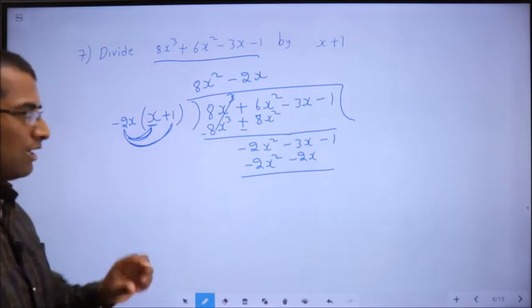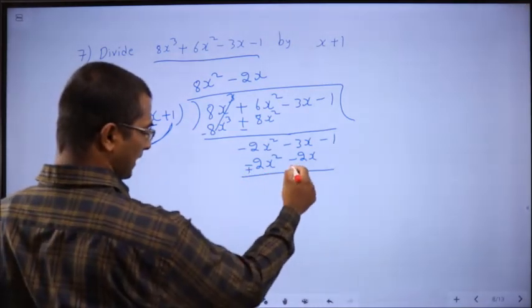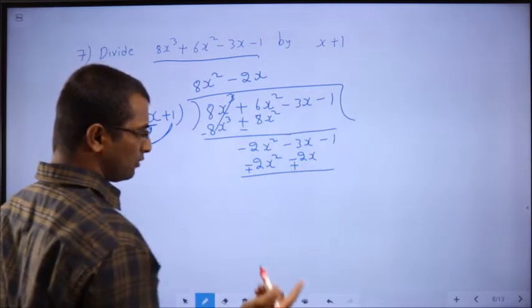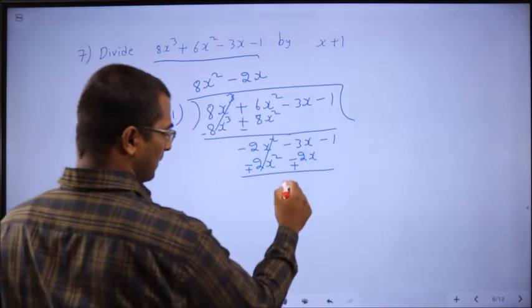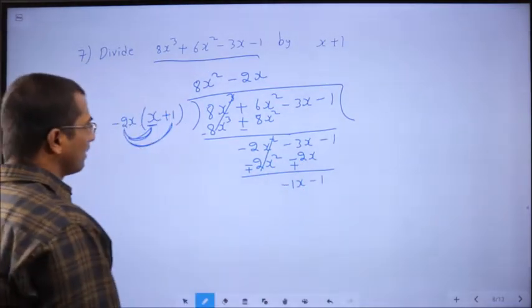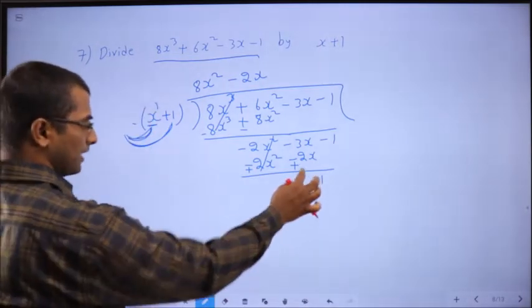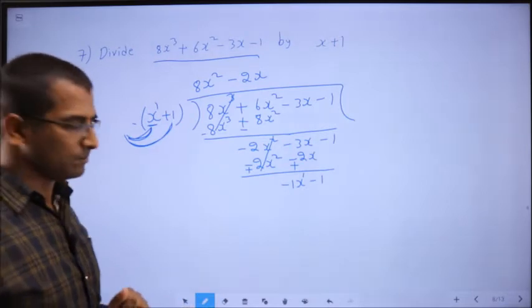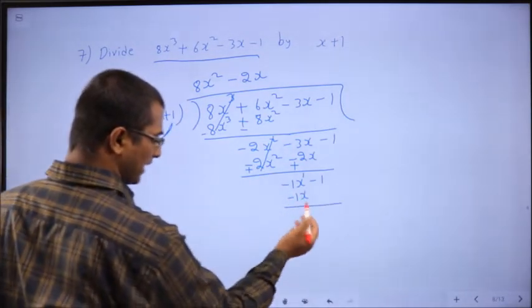Okay. Now change the sign. So this becomes plus, minus, change it into plus. So this cancels out. Minus 3 plus 2 is minus 1x, minus 1. Now degree here is 1, here also degree is 1. I can still continue. So here minus 1x, below this also I should get minus 1x.